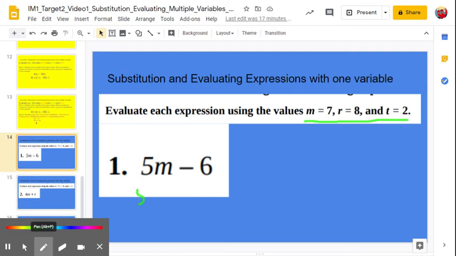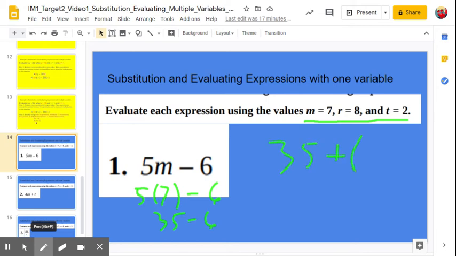You should have gone 5 times my m value, which is 7, so we substitute 7 for m, minus 6. 5 times 7 is 35, minus 6. 35 is like saying 35 plus negative 6, which is going to get us 29.